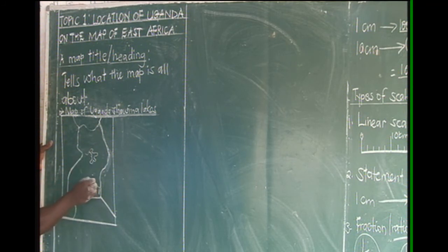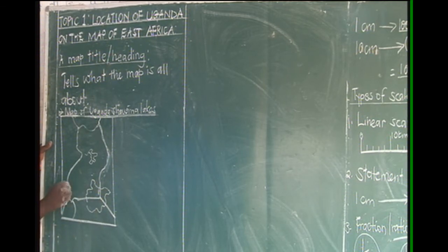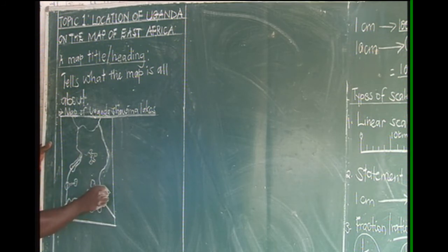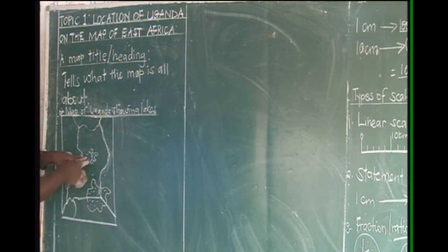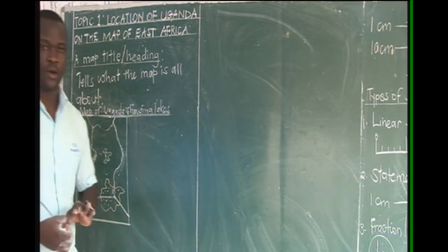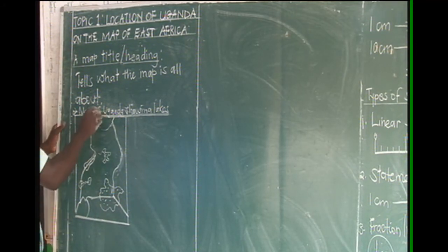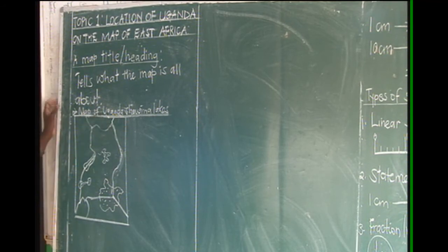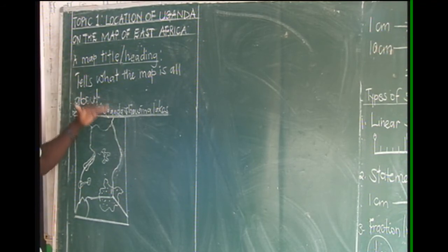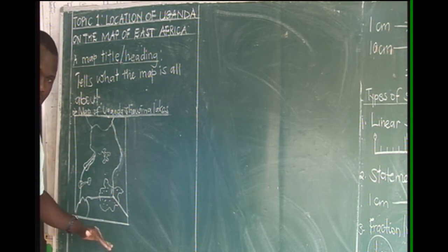Someone can understand as they follow reading this map. When they see things drawn, they will know that these are the lakes which are in Uganda. So this is what we mean by a map title. The person will understand, hey, this is a lake, this is a lake. We shall look at these lakes when the time comes. So, like I said, the map title enables a map reader to understand what the map is all about.